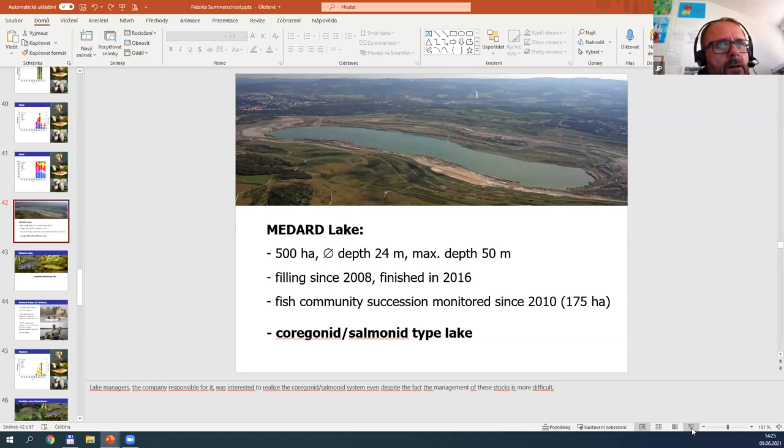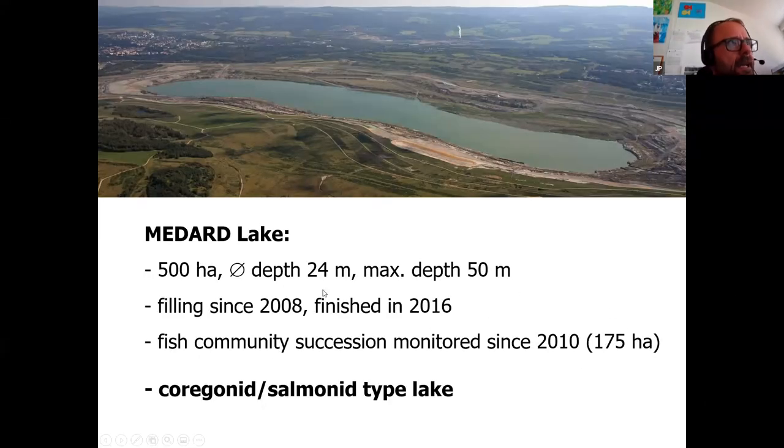Here is the example of Medard Lake. In this lake, there are three parts, like here, the central part, and here, where there are the deepest parts of the lake. In these parts, there is the chemocline. So the deepest parts have unsuitable conditions, like a higher amount of salts and so on, but they represent only a very small area of the lake, and even an extremely small volume of the lake.